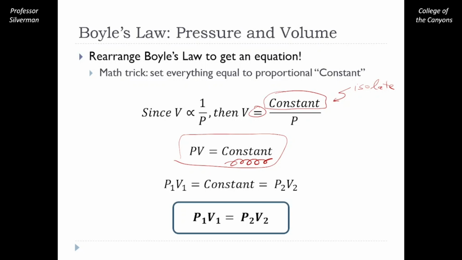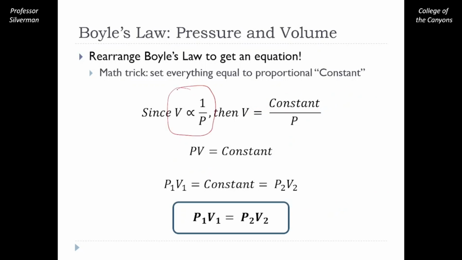If you change your pressure, your volume is going to change as well, or if you change your volume, your pressure is going to change as well, but they'll still multiply together to equal that same number, that same constant. What we end up with is a nice useful equation. Our P1V1 equals P2V2. The initial pressure times the initial volume has to be equal to our final pressure and our final volume.